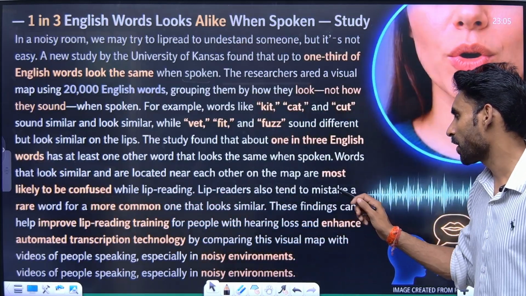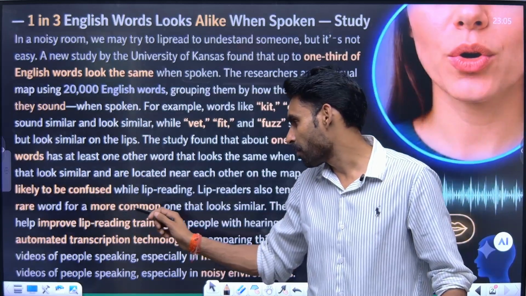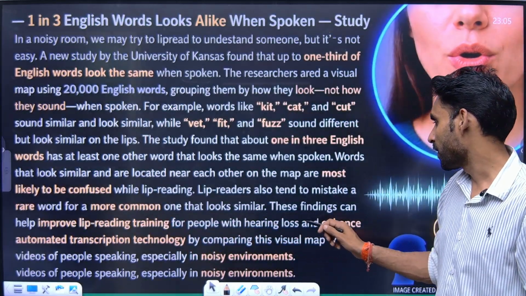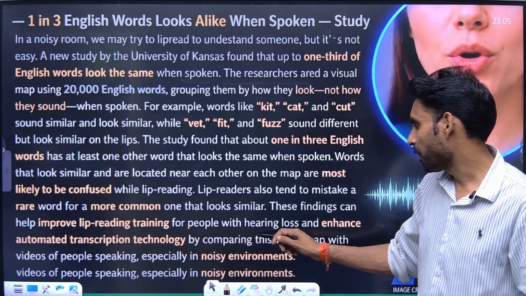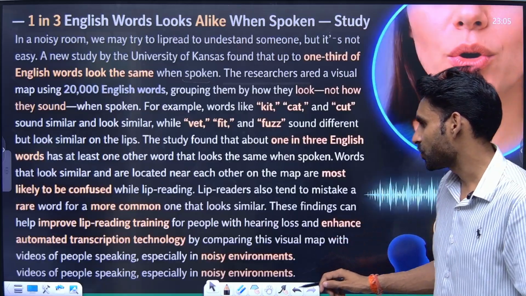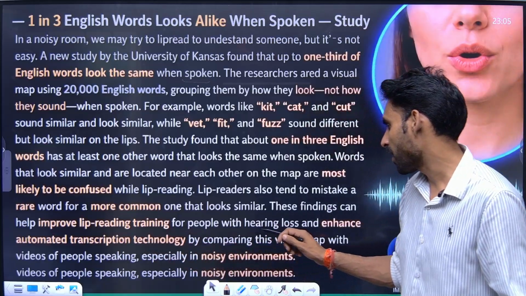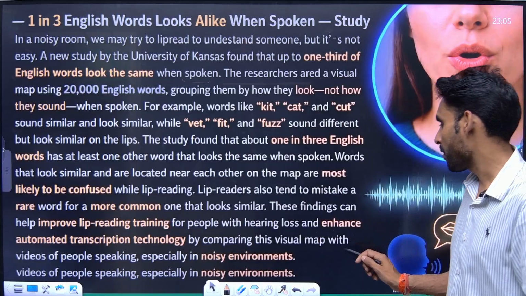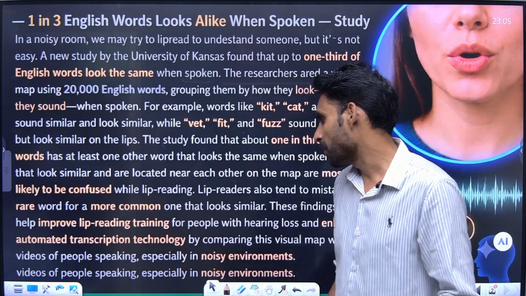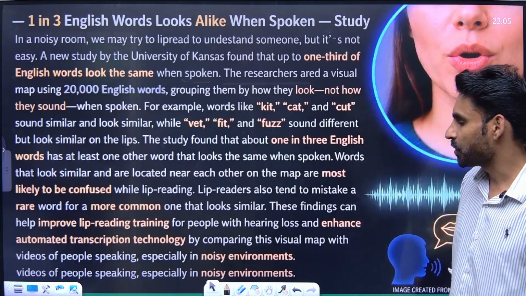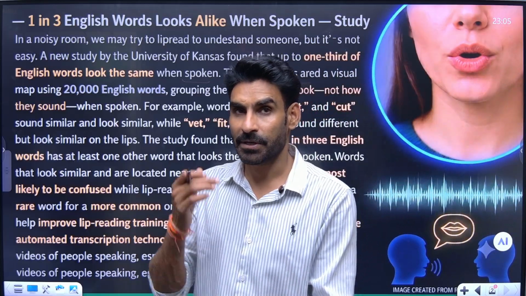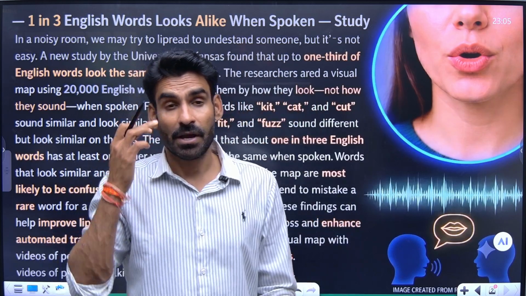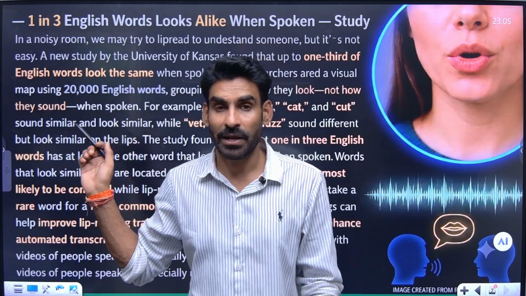Lip readers also tend to mistake a rare word for a more common one that look similar. These findings can help improve lip reading training for people with the hearing loss and enhance automated transcription technology by comparing with this visual map with videos of people speaking, especially in noisy environment. Okay, that's all. And I think this time it was easy for you to understand because you were looking at the word while I was reading.